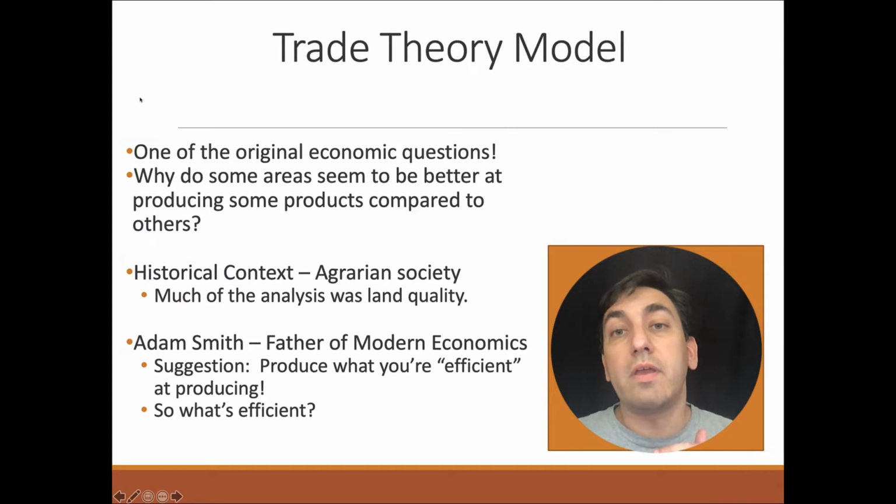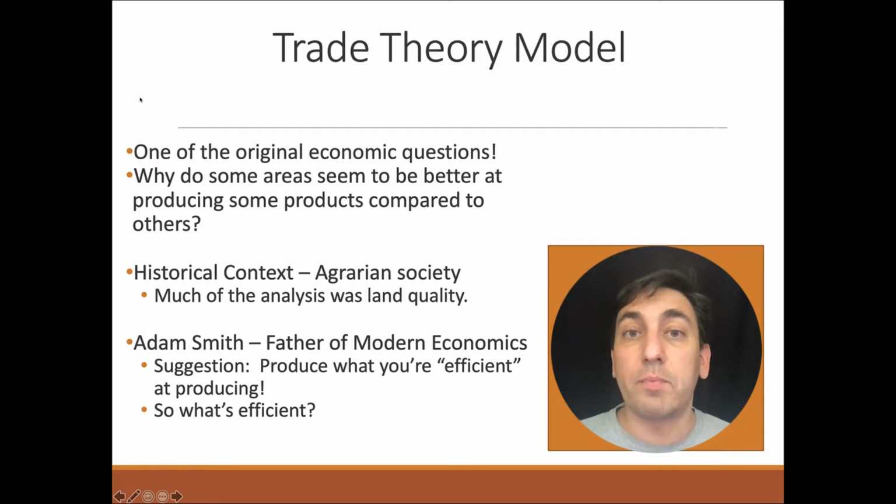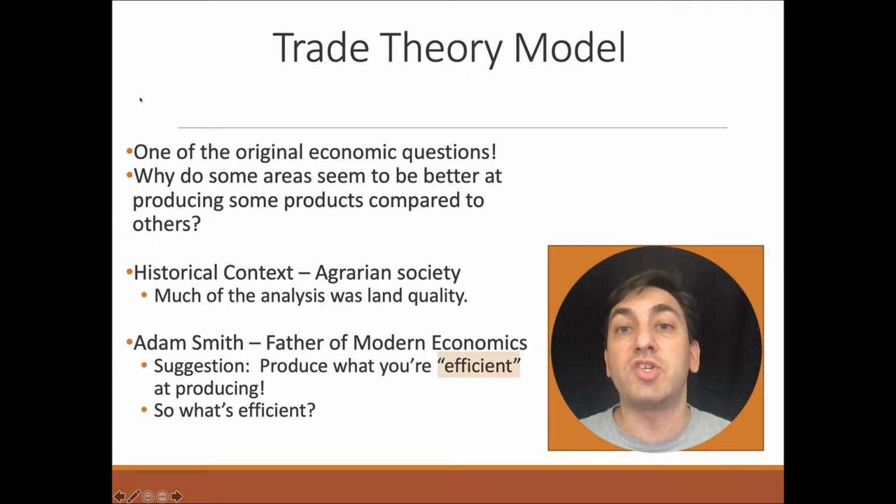So trade theory is really one of the first key economic concepts. It was brought up by Adam Smith in his famous initial treatise, and he lived in a time where the world was largely agrarian, so mostly farming. And he looked around and said, well, why is it that France produces wine? And why is it that Greece produces these olives? And he thought, well, a lot of trade should be based on land quality. And he suggested you should be producing what you're efficient at.